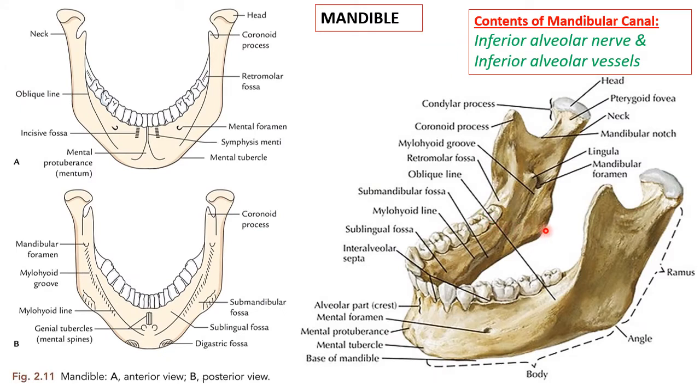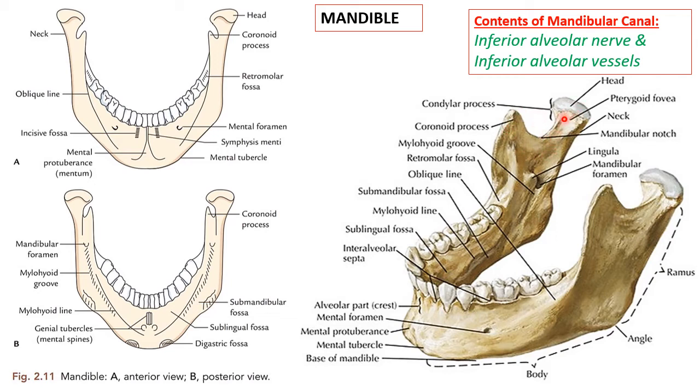Now we will discuss the ramus of the mandible. The ramus of the mandible is somewhat quadrilateral vertical plate of bone. It has 2 surfaces, the lateral surface and the medial surface, and 4 borders: the anterior border, the posterior border, the inferior border, and the superior border. The superior border presents a notch called the mandibular notch. It has 2 processes.